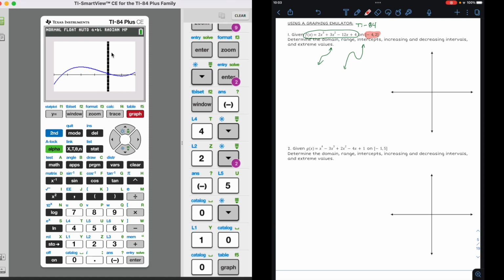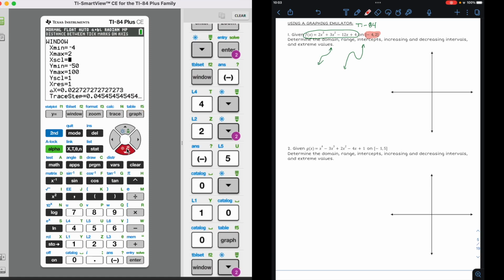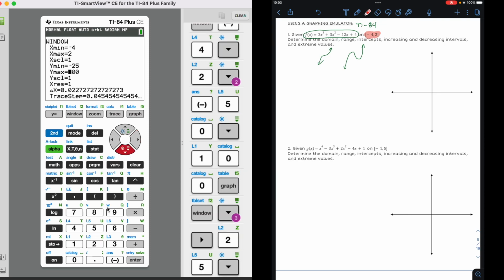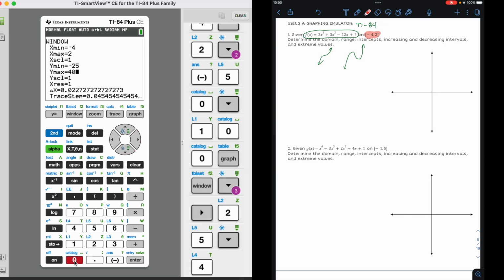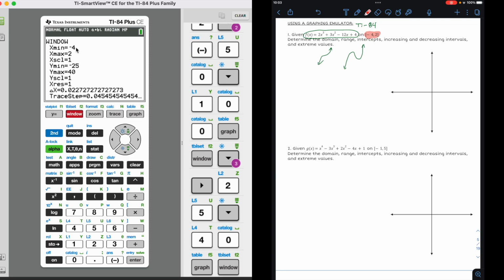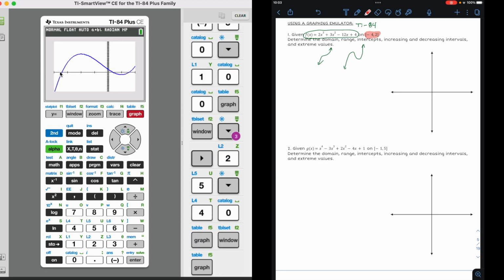I think our y's are too big, so let's go back to window. We'll change our y's. Let's maybe make it -25 and +40. You kind of just play around with it. Sometimes if you really look at the function, you might be able to figure out what you need. But that looks good. That's the slice of the function we want to see on this domain from -4 to +2. So we played around, we zoomed in, we got our function.